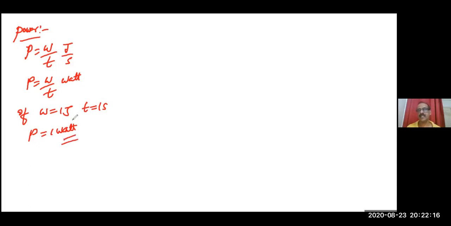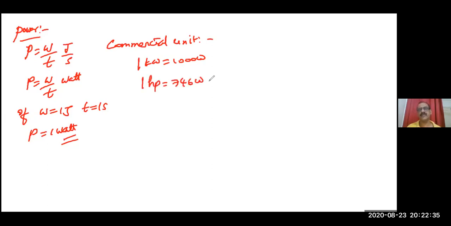So what is the SI unit? Now the commercial units: 1 kilowatt is equal to 1000 watt, and 1 horsepower is equal to 746 watt. When you purchase motors for pumping water, machineries, cars and so on, they say it in horsepower. 1 horsepower means 746 watt. If you have around 0.5 horsepower, we can pump water to 1 floor. Around half horsepower only is required.